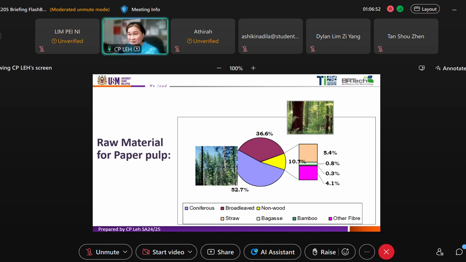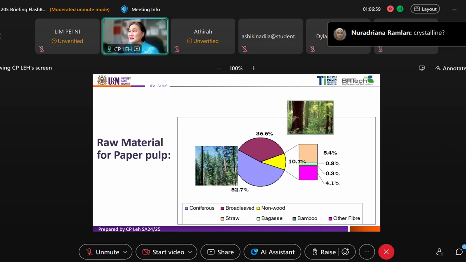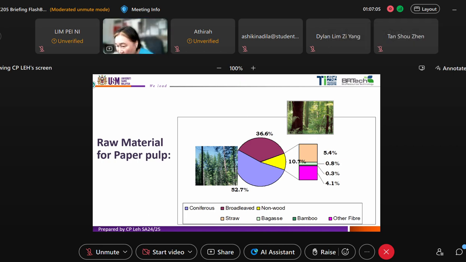Lignin actually is crystalline or amorphous. Crystalline is C, amorphous is A. So you give me the answer. I want to see your answer. Please, please. If not, then you sleep. Lignin, one says crystalline. Others, please. No more answer, just use your hand, type A or C, amorphous or crystalline.